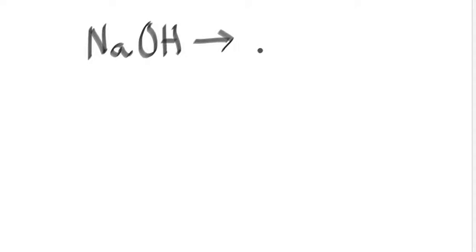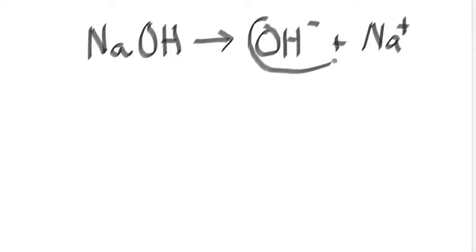Bases work very similar. So if we take a base like NaOH, we put it in water. We said that bases are those things that form hydroxide ions. So in this case, here's our hydroxide ion. And with sodium hydroxide, we would also get some sodium ions. So there's our sodium ions. So the OHs are what makes our bases basic.